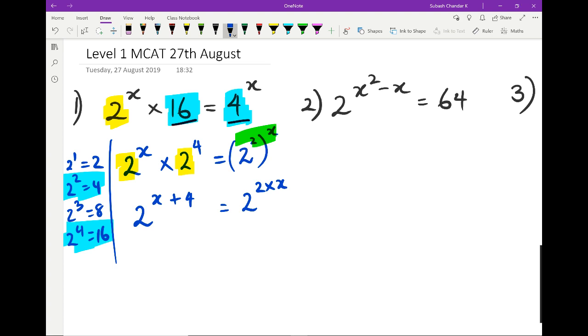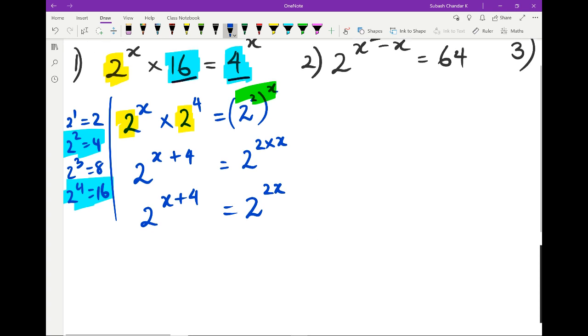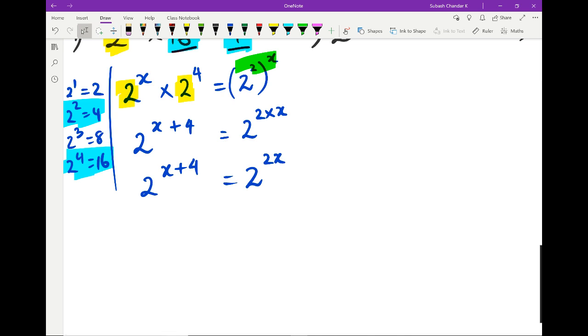So we can then rewrite this as 2 to the power of x plus 4 equals 2 to the power of 2x. Now I've chosen a really simple one here just to get started. Once we get them to this stage where the base is the same on both sides, we can say that the powers are equal to each other. So it's like saying forget about the base, and we're just going to look at the powers themselves.